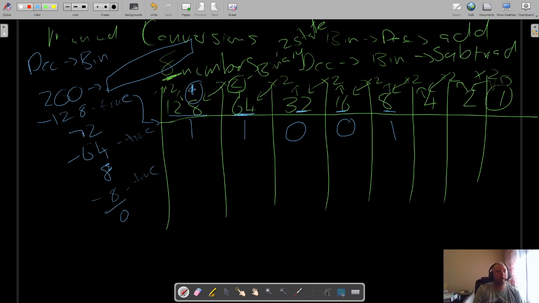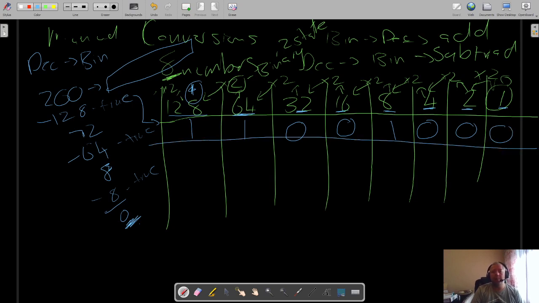And then we go on. Can I subtract 4 from 0? No. Can I subtract 2 from 0? No. And then lastly, can I subtract 1 from 0? No. Okay, so there is my binary number. The decimal number 200 converted to binary is 11001000. Nice and simple and easy.